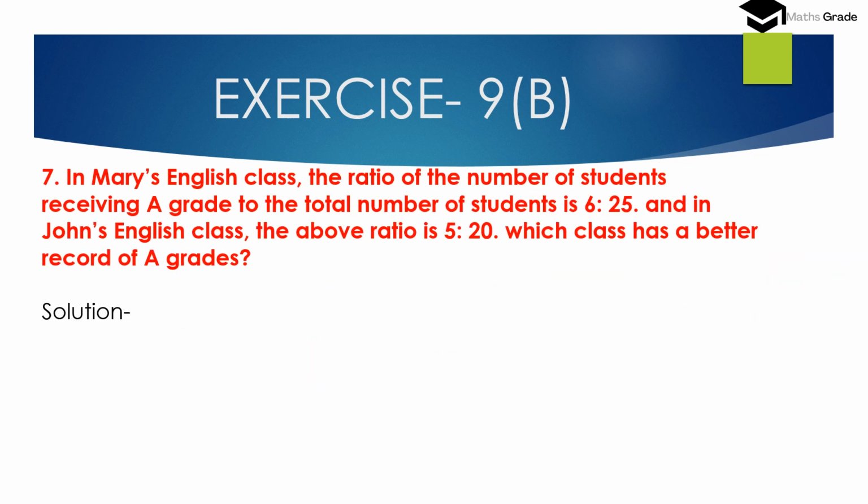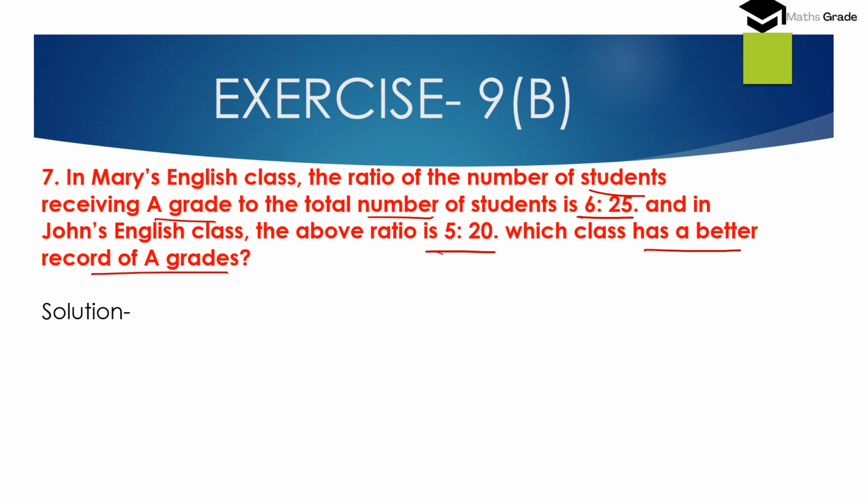Now we will solve question number 7. In Mary's English class, the ratio of number of students receiving A grade to the total number of students is 6 is to 25. And in John's English class, the above ratio, that is the number of students receiving A grade to the total number of students, is 5 is to 20. In John's English class, the ratio is 5 is to 20, and in Mary's English class, the ratio is 6 is to 25. Which class has a better record of A grades?